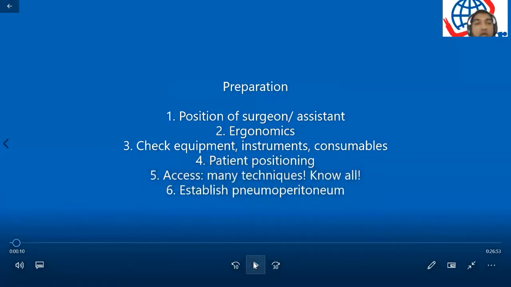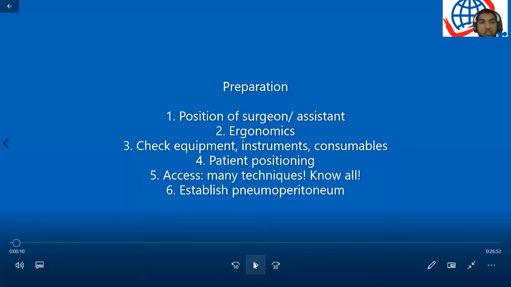So in terms of our preparation, the position of the surgeon and the assistant is important. I generally stand on the left side of the patient and the assistant stands behind and to the left of me. You can also have two assistants if necessary in a difficult gallbladder or a very large patient, and the second assistant can stand on the right-hand side. Ergonomics are important. Make sure that the table is almost at your elbow height. Your eyesight is in the line of the monitor, and you are looking in the gallbladder direction. On the right top area of the patient is where your monitor should be.